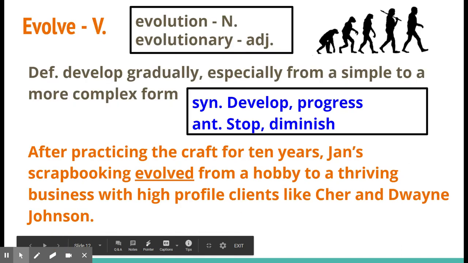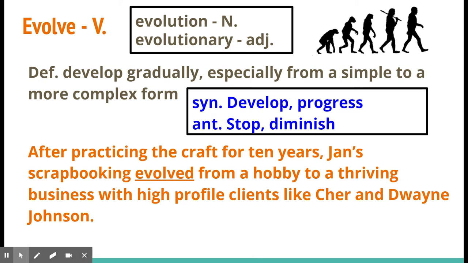The next word is evolve. Evolve is a verb, an action word. It means to develop gradually, especially from a simple to a more complex form. So as you've been going through school, your knowledge has been evolving. You have evolved your learning, right? You've gone from a simple form of learning when you were a kindergartner to now being a junior, a more complex way of thinking. Your learning has evolved.